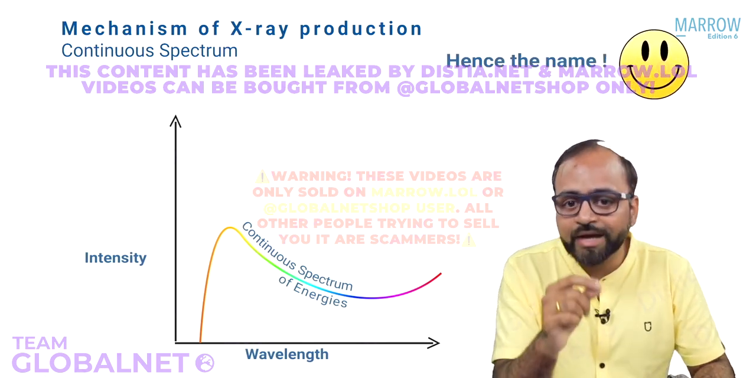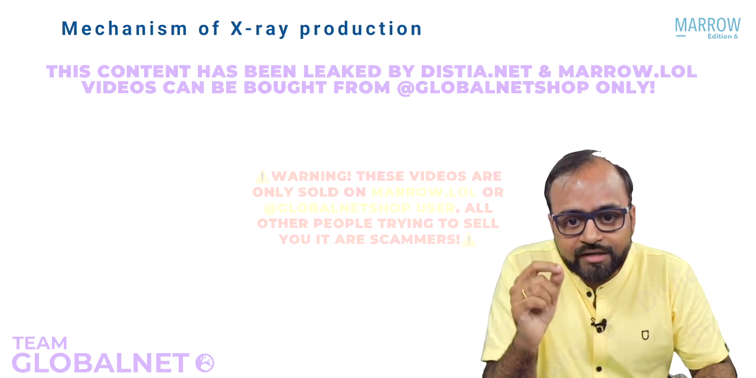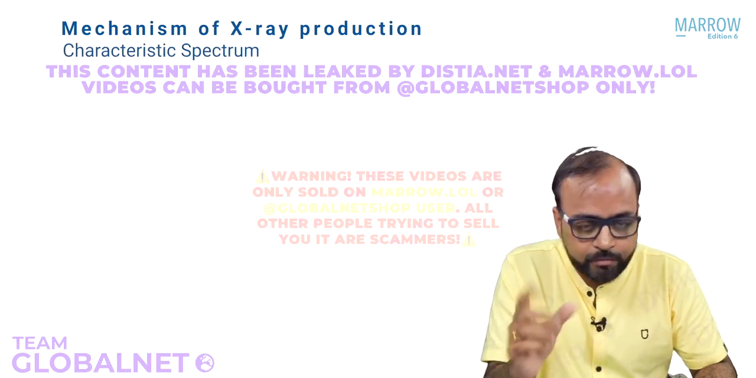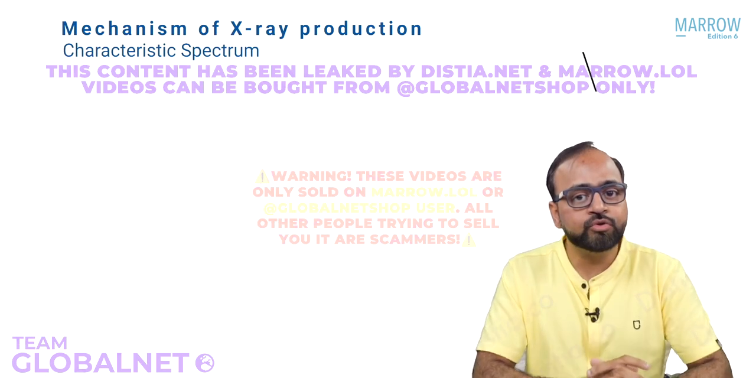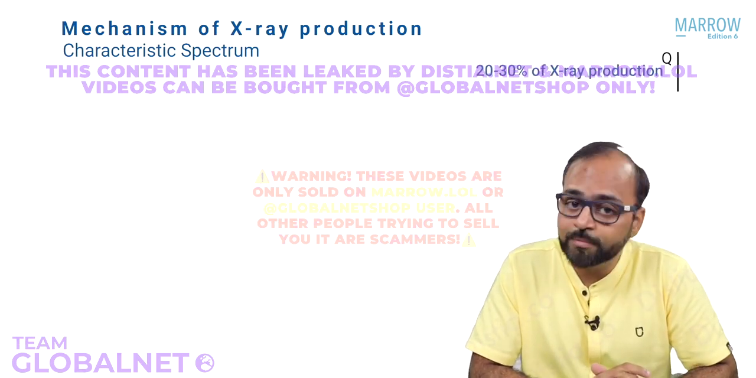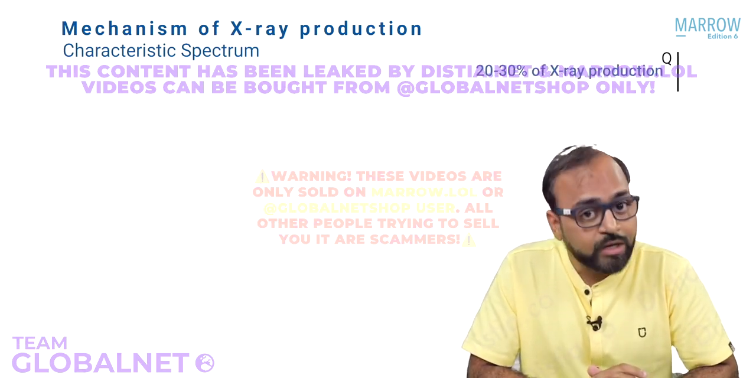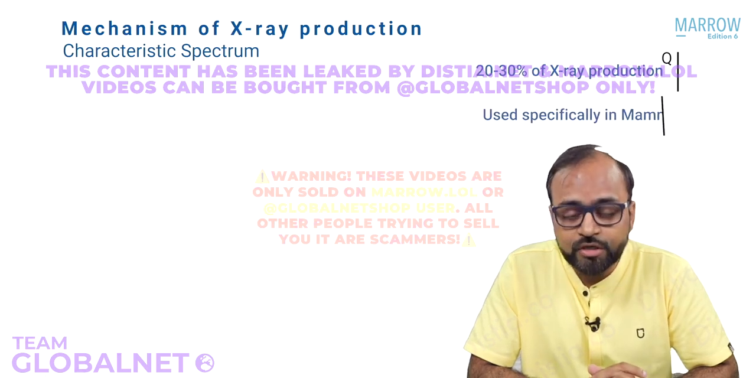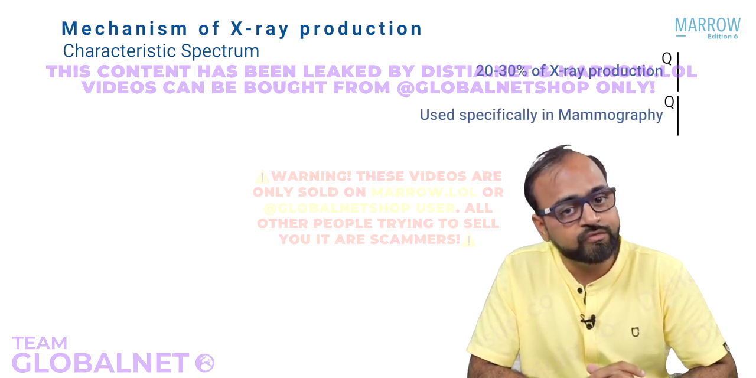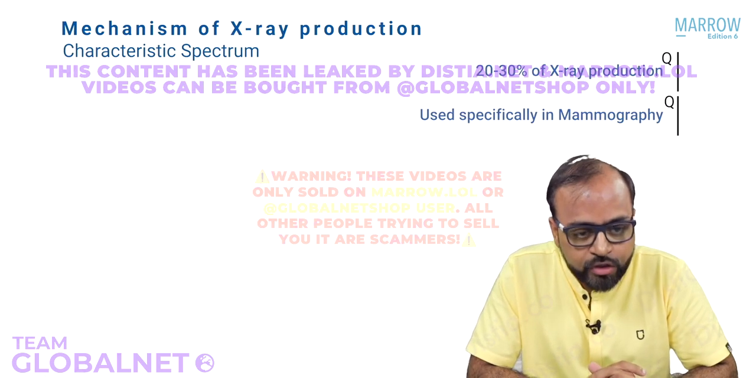Now let us look at what is called the characteristic spectrum. Remember, characteristic spectrum contributes to only around 20 to 30% of X-ray production. It is the one, however, that has a specific application. It is used in a diagnostic technique which is called mammography. So how does it work?